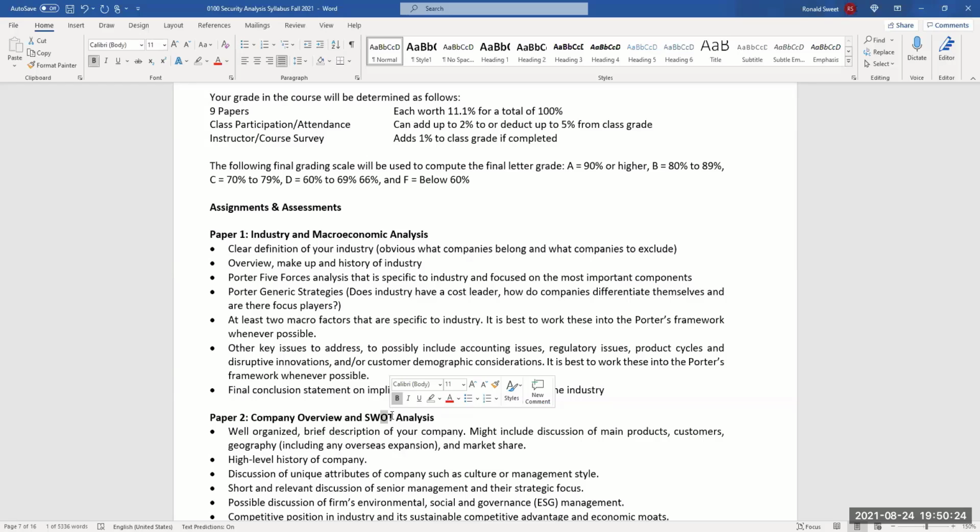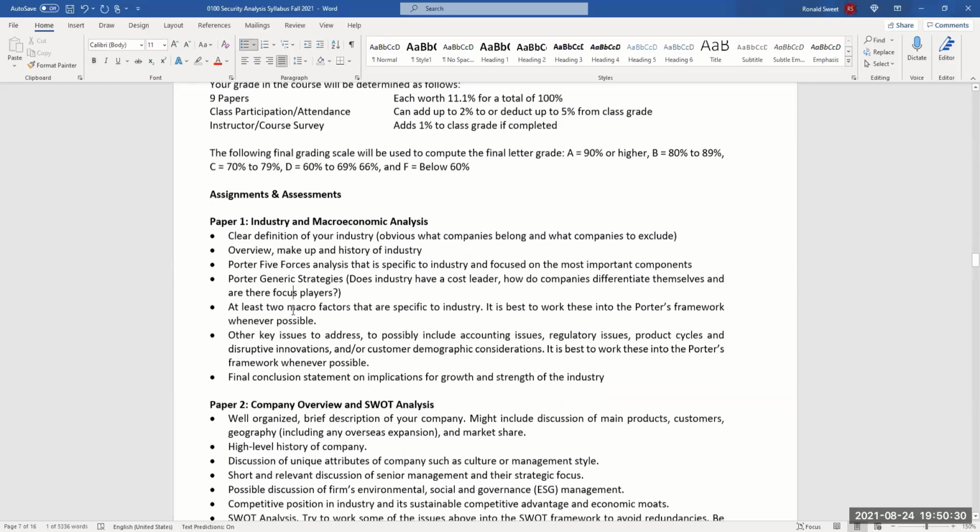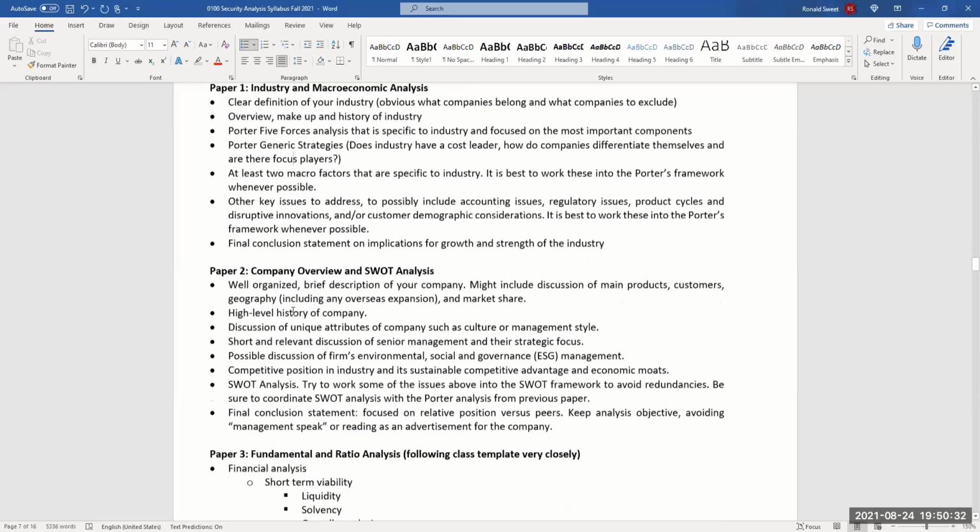We'll talk a lot about this, so we'll get into it on Thursday and next Tuesday quite a bit. Then you get into paper 2, and paper 2 is your company overview. What products does it sell? Who are the management? What are their strategies? And there are several things there we can talk about.